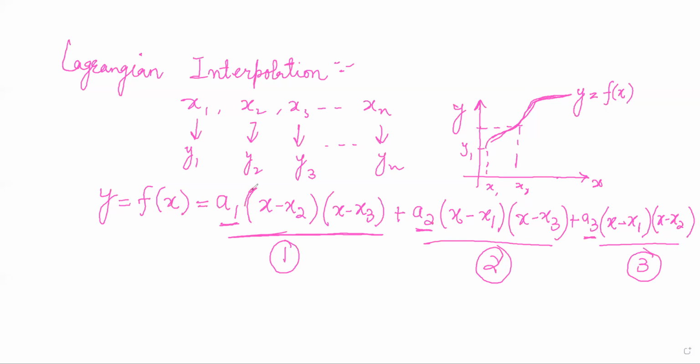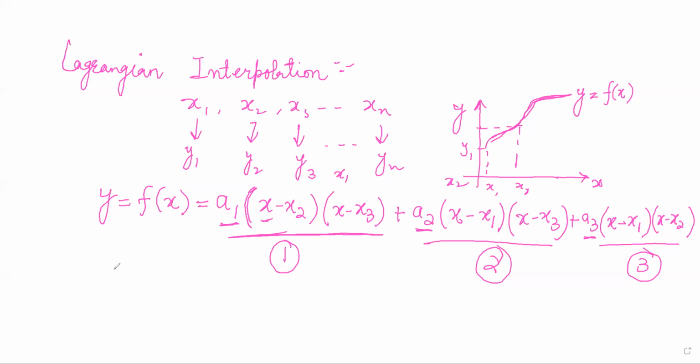Then we start with the first bracket. This is x minus x2 multiplied by x minus x3. So in the Lagrangian interpolation formula, in the first term a1, you do not have any term containing x1. There is no term which contains x1, but it contains the subtraction with the rest of the terms. x is the value at which we have to find the value of y. So this is a1 (x minus x2) into (x minus x3), plus the second term a2, which will not have a term containing x2. So it will be a2 (x minus x1) into (x minus x3). The same is the case with a3.